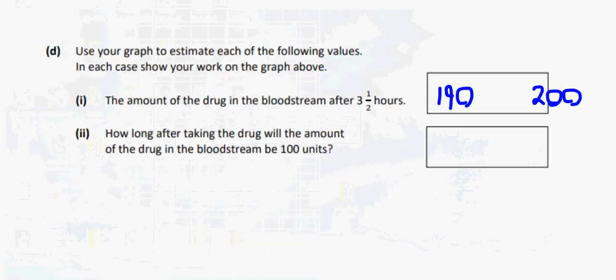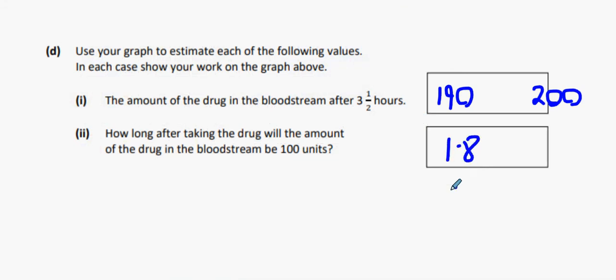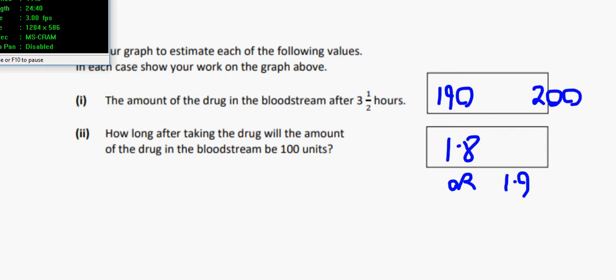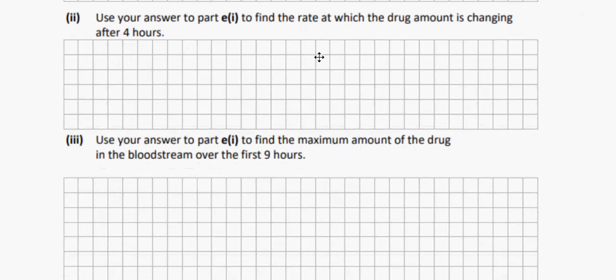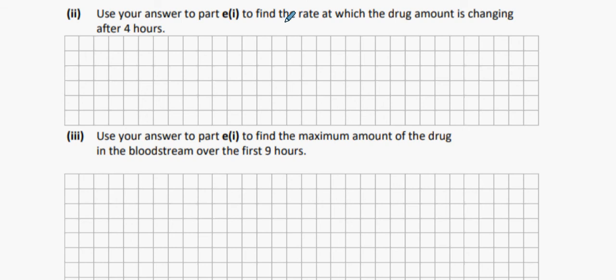So 1.8 or 1.9 hours. Okay. Now, find the rate at which the drug is changing after 4 hours. The word rate implies differentiation. The word rate implies slope at t equals 4.